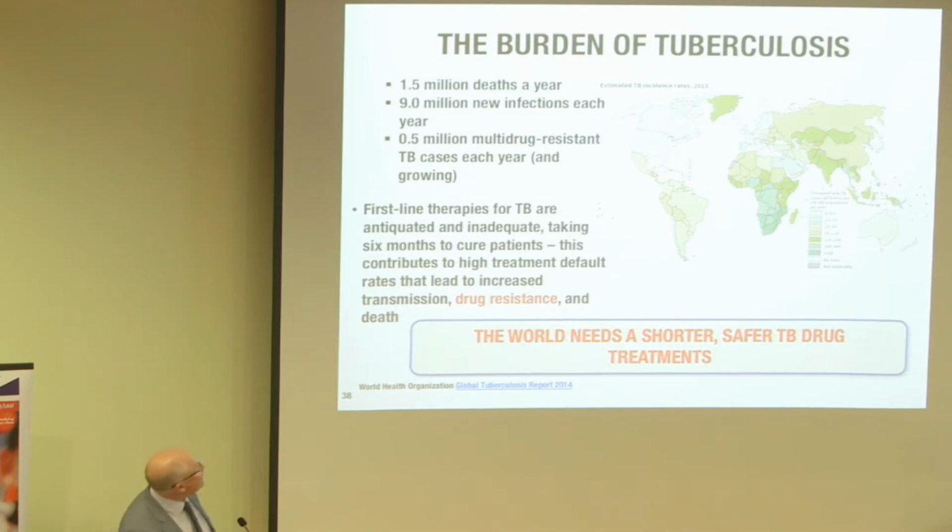So the first-in-line therapies for TB are really antiquated and very inadequate. They take at least 6 months to cure the patient, and that's the problem, because the patient starts taking them and actually feels better after about 6 weeks and stops taking them, and then the disease comes back again. And it comes back drug resistant because the bugs have been exposed to drug and then suboptimally exposed to drug, and that's how you get resistance. So we desperately need shorter, safer TB drug treatments.